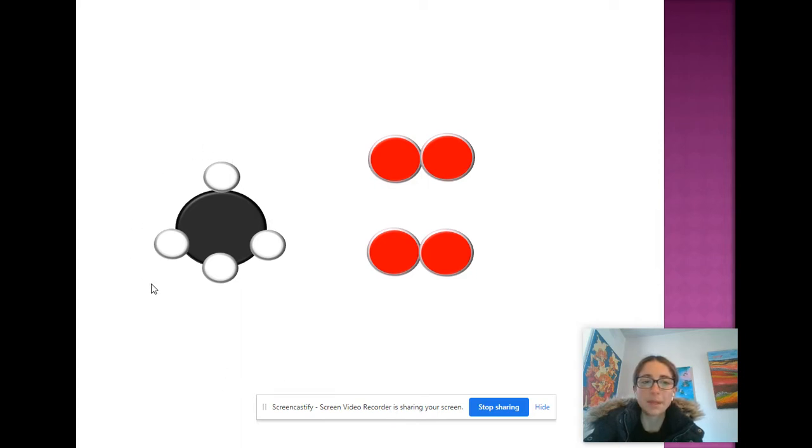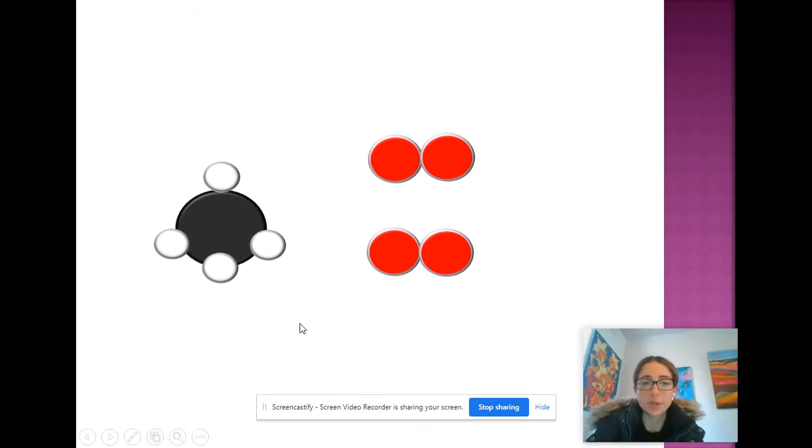We have methane with 4 hydrogen atoms in white and 1 carbon atom in black. We also have 2 molecules of oxygen. Each one has 2 atoms of oxygen in it. So let's have a look at what happens when we break these molecules up and they undergo a chemical reaction.